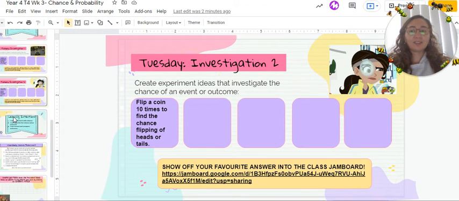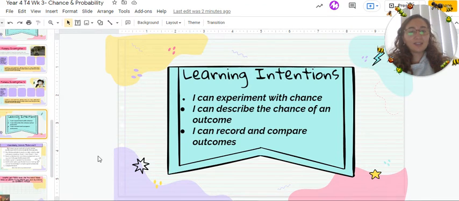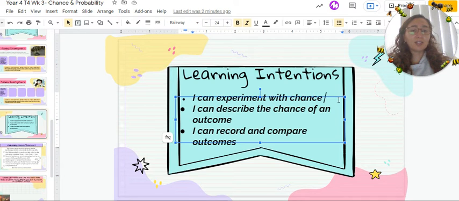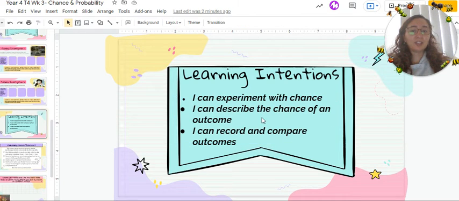Now let's go on to Wednesday. Your Wednesday learning intention: I can experiment with chance. I can describe the chance of an outcome. I can record and compare outcomes.